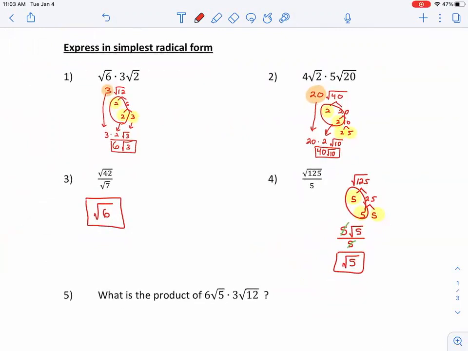Just a little different twist with those when we're multiplying and dividing. But remember, stuff that's on the outside goes together, and stuff that's on the inside goes together.